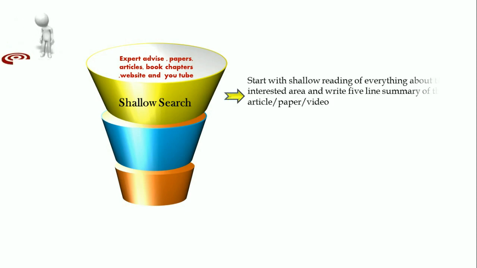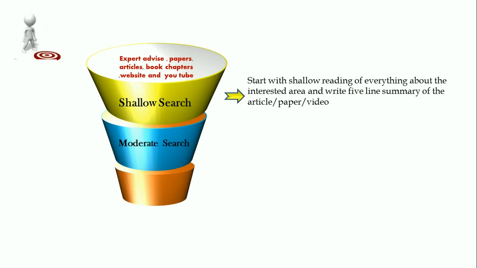As I told earlier, you can get the idea about the project by contacting the experts, or by studying papers, articles, book chapters, or visiting websites or YouTube. This should be carried out in three steps. The first search is a shallow search. In this shallow search, you have to read everything about the interested area or the streams which you like and write a 5-line summary of the article, paper, or the video.